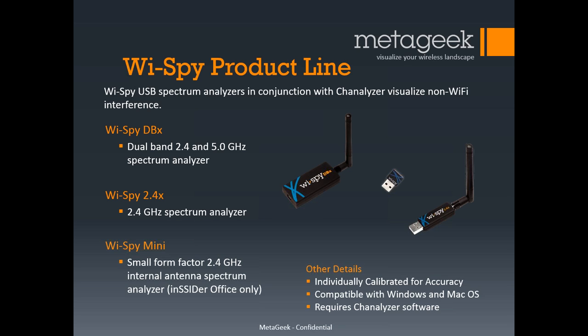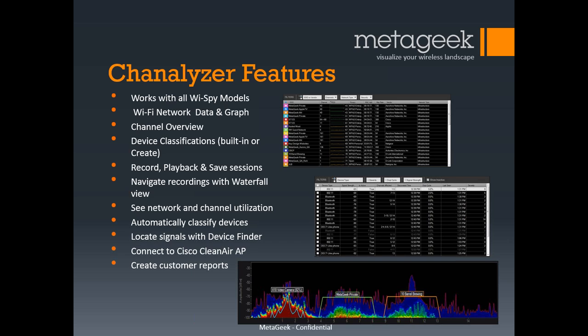Both the WiSpy DBX and WiSpy 2.4X require Channelizer. Channelizer is the software that goes with the hardware. They both need each other. With Channelizer, you can't scan, you need the hardware. And with WiSpy, you can't visualize without the software.